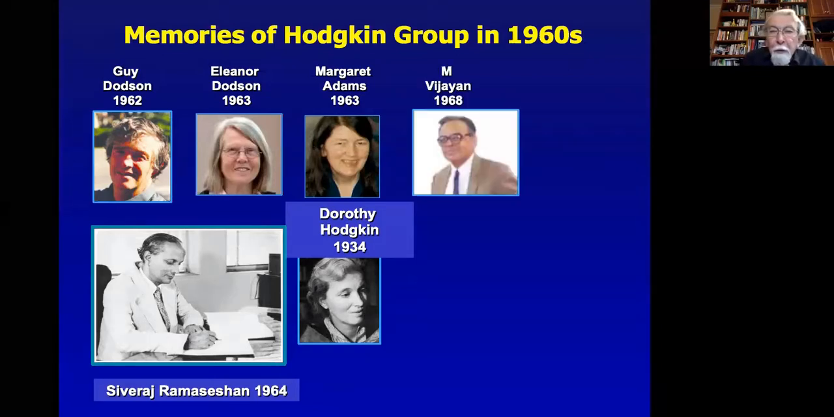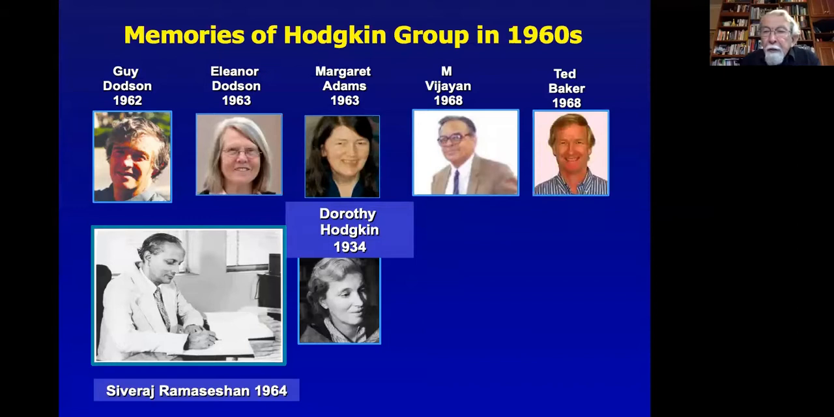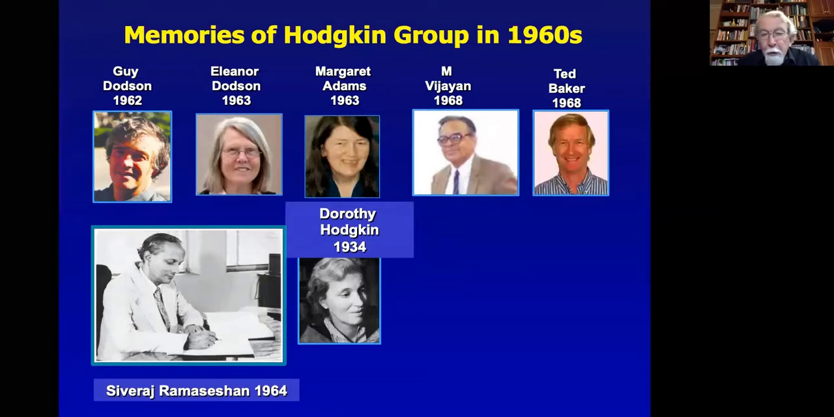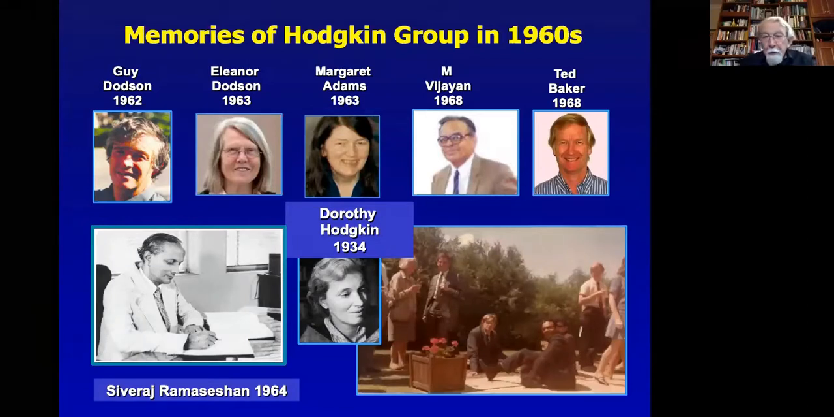So I joined the lab in 1964, but in 1967 started working on insulin. Vijayan came all the way from India in 1968, and Ted Baker and others joined the group. And we started again working on the project, which had not been solved for 30 years. But it was an amazing time.